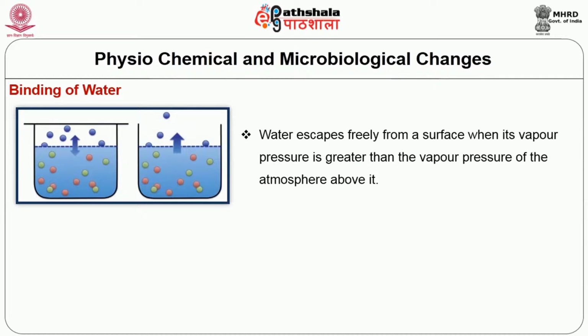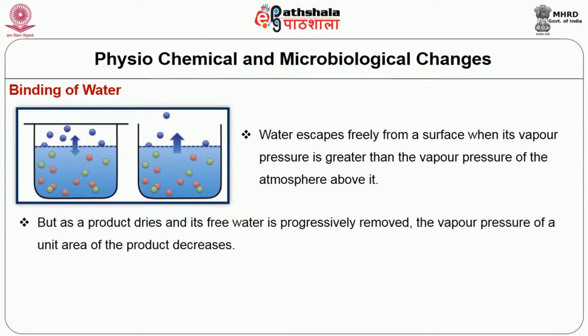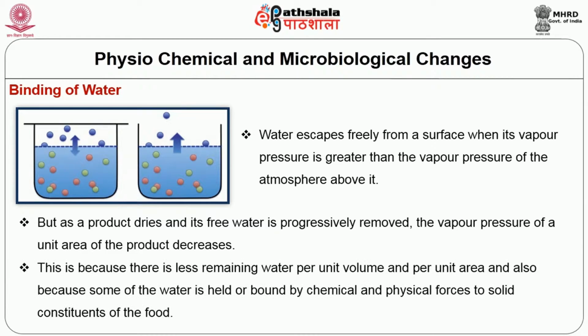Water escapes freely from a surface when its vapor pressure is greater than the vapor pressure of the atmosphere above it. But as a product dries and its free water is progressively removed, the vapor pressure of a unit area of the product decreases. This is because there is less remaining water per unit volume and per unit area, and also because some of the water is held or bound by chemical and physical force to solid constituents of the food.